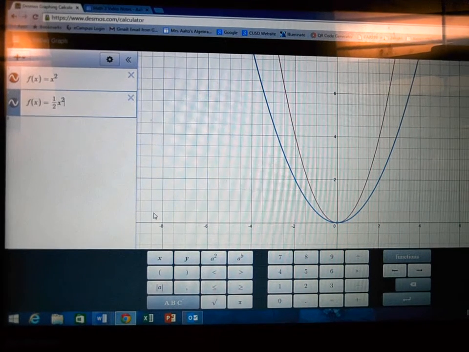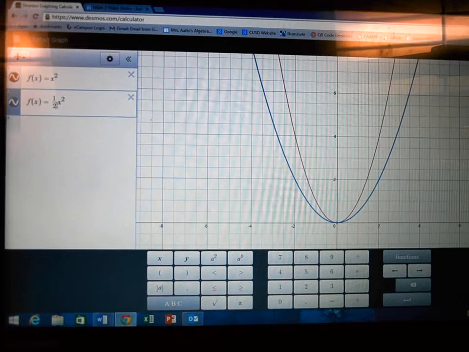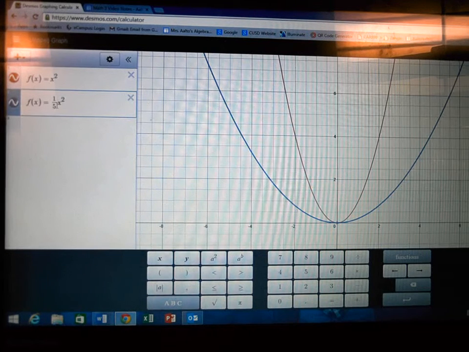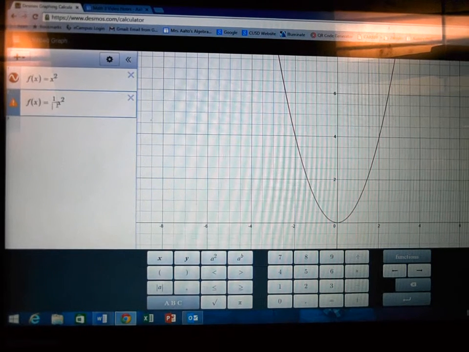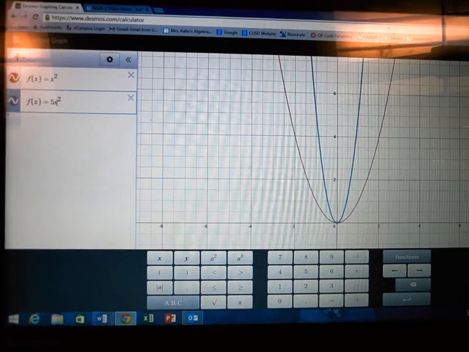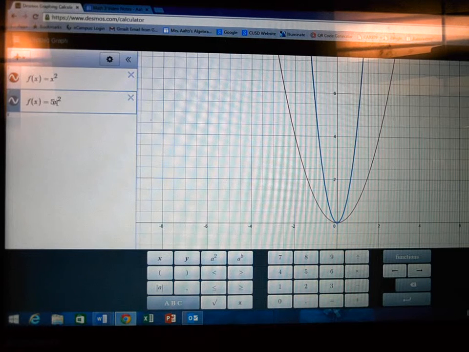So let's change this fraction and let's use an even smaller fraction, like 1/5. And what do you notice happens when it's 1/5? Even more wide. Okay? What do you think is going to happen if it's a number bigger than 1 or bigger than -1? Like, meaning it's going to make it narrower. Very good. So let's just pull this out here and see. There we go. So let's put a 5. So do you see now how when you have a whole number in front, it makes a more narrow graph?